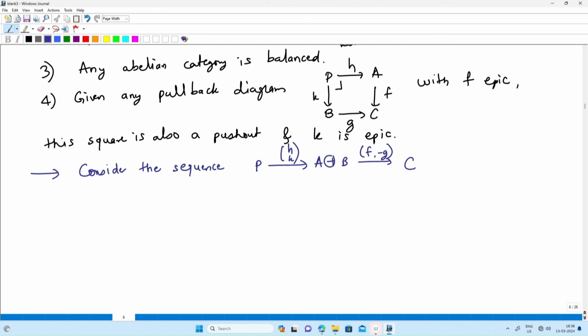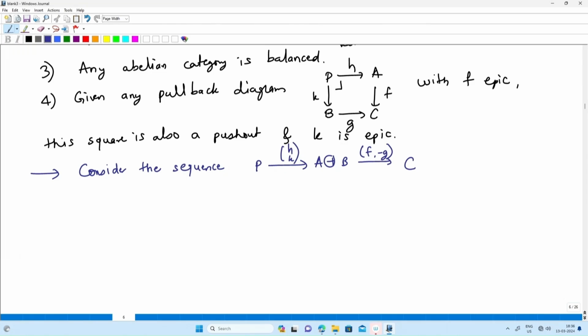You understand this diagram? Yeah, H comma K, this matrix notation simply denotes that you are going from P to A via H and P to B via K, and then A direct sum B to C, the map (F, minus G) takes little a comma little b and sends it to Fa minus Gb. We can do subtraction, so therefore we are allowed to do this.